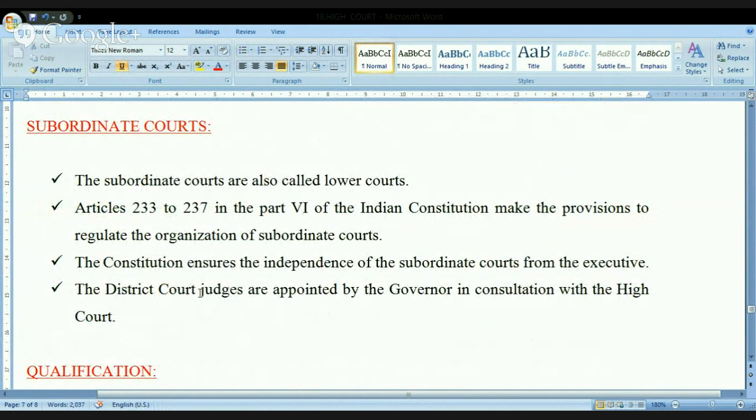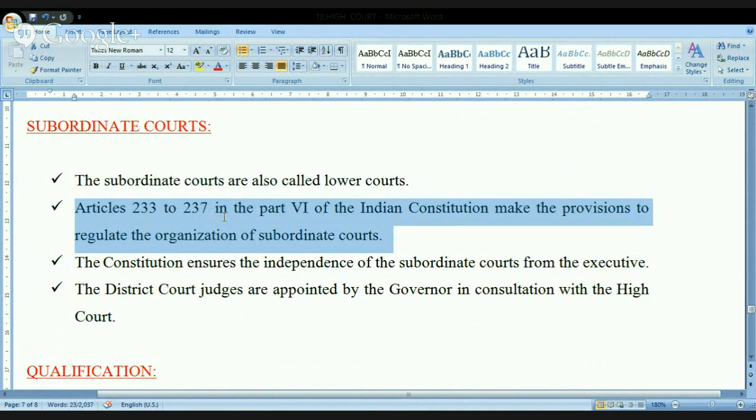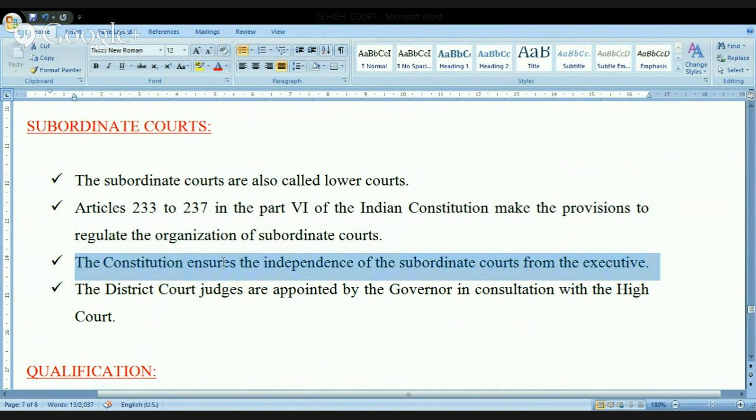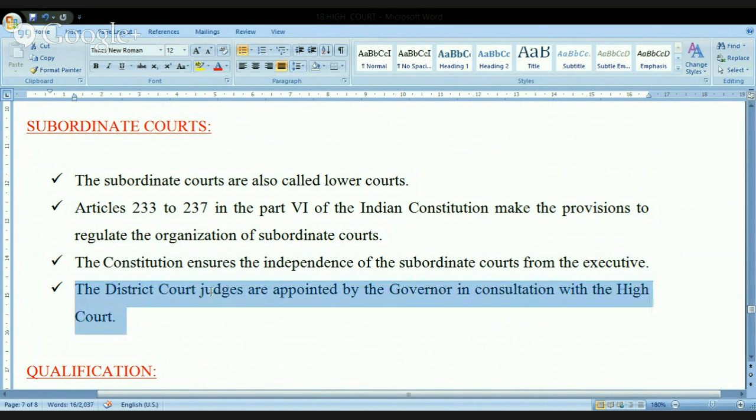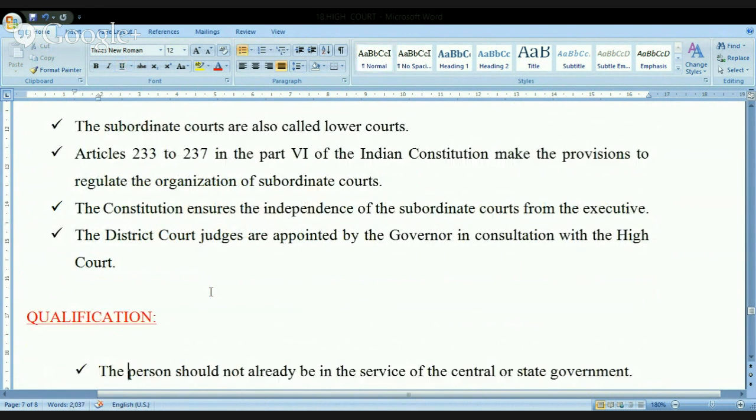Next. So apart from this, at the lower level, we also have something called subordinate courts. Look at the points, simple points again. These subordinate courts are also called the lower courts. The articles in Part 6 of the Constitution, 233 to 237, make the provisions to regulate the organization of the subordinate courts. The Constitution ensures the independence of these courts. But one thing is that Supreme Court and High Court judges are appointed by the President, whereas the District Court judges are appointed by the Governor in consultation with the High Court.